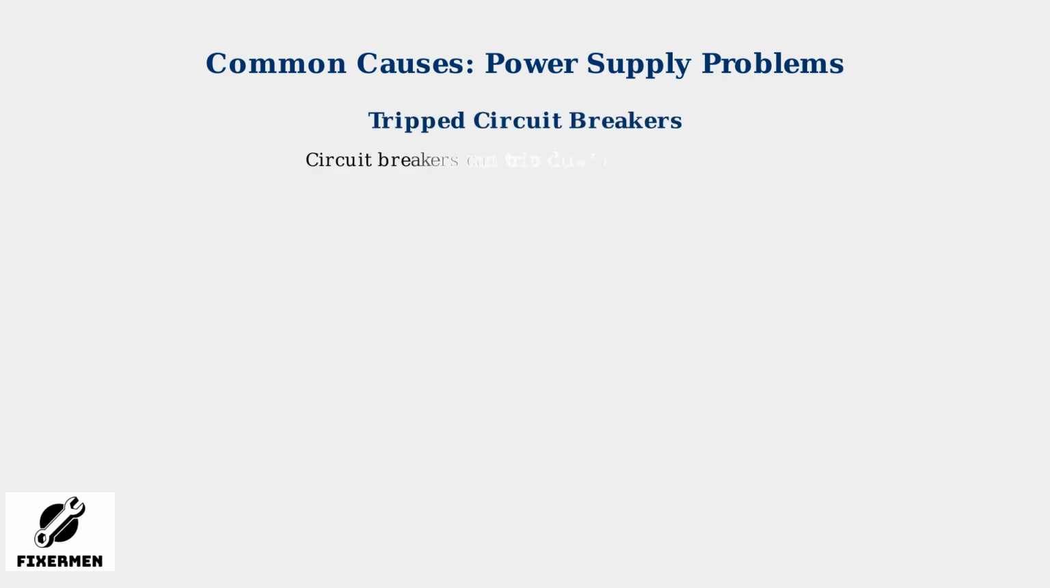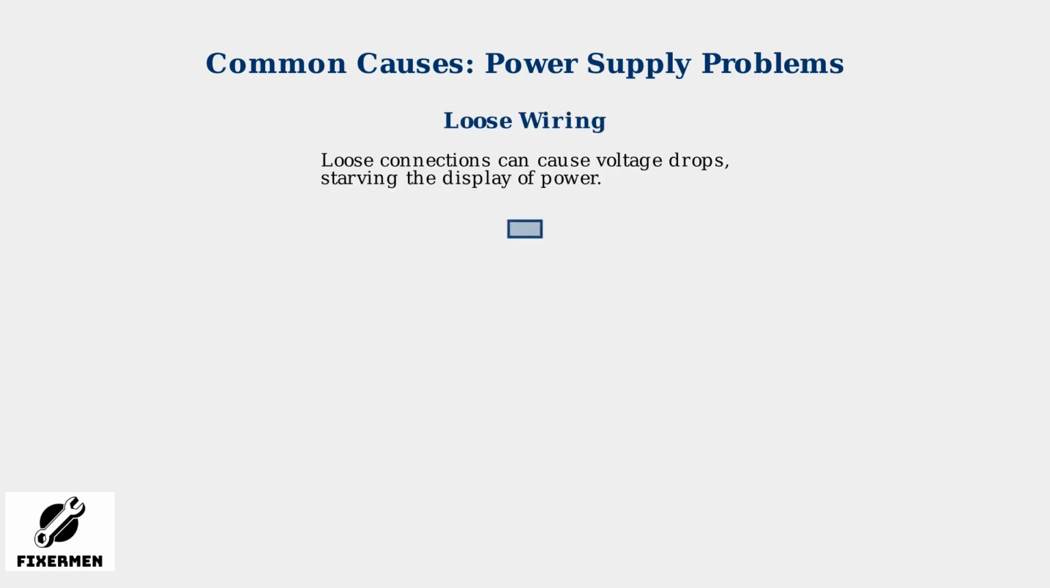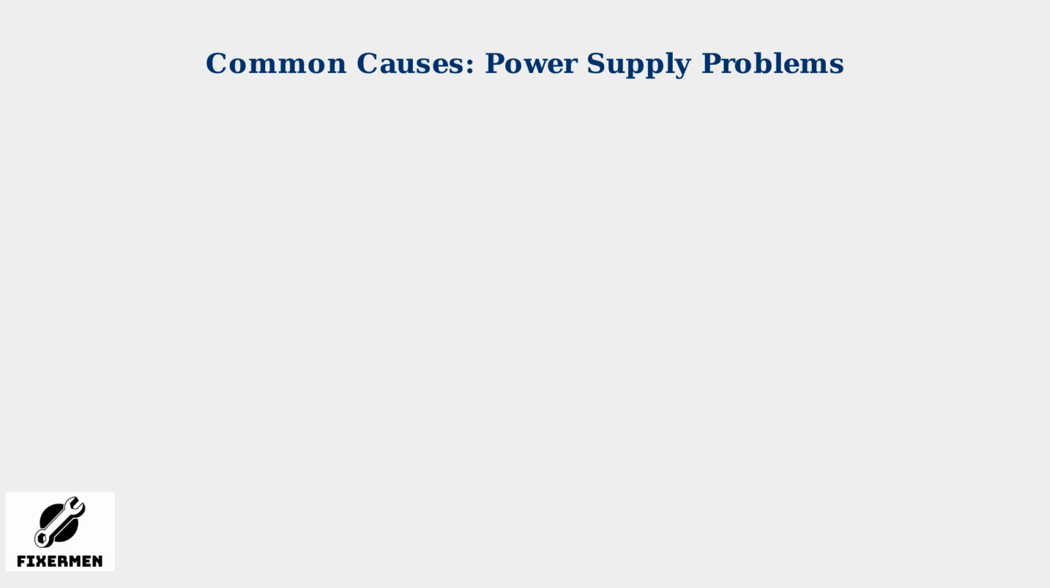One frequent issue is tripped circuit breakers. These safety devices can trip during power surges from grid instability or when the circuit is overloaded, interrupting the electrical supply to your AC unit. Loose wiring is another common culprit. Over time, connections can become loose, creating resistance that leads to voltage drops. According to Ohm's law, this resistance reduces the current flow to the unit's display.